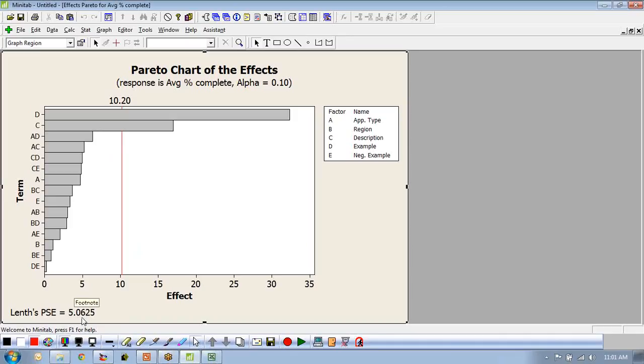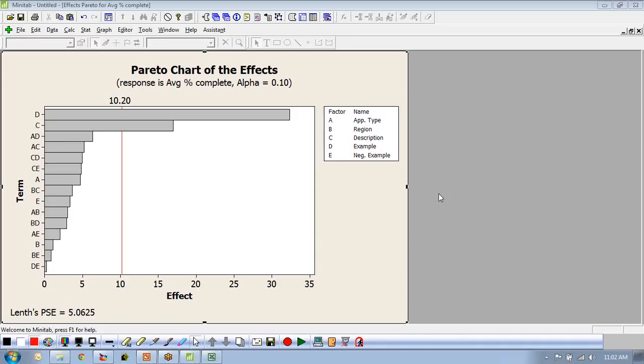All right, so what we can tell is that we've analyzed the data for a number of different things. This says essentially that those two guys are big hitters, and all the rest of the effects, including the interaction effects, are not. You see these AB, AC, AD, those are interactions. AD is the interaction between application type and example. Very interesting. So it says that that's not significant, but if it were significant, we could find that out. Okay, pretty cool, huh?